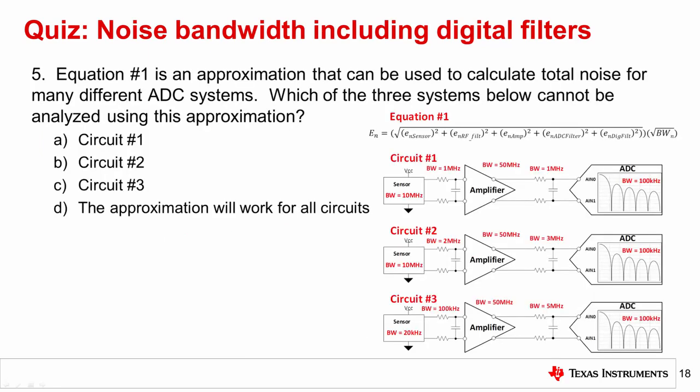Question 5. Equation number 1 is an approximation that can be used to calculate total noise for many different ADC systems. Which of the three systems below cannot be analyzed using this approximation? The correct answer is C, circuit number 3. Equation 1 assumes an approximation that the last filter in the signal chain also has the lowest bandwidth. Circuit number 3 cannot be analyzed using this approximation since the sensor has the lowest bandwidth in the signal chain but comes first in the signal chain.